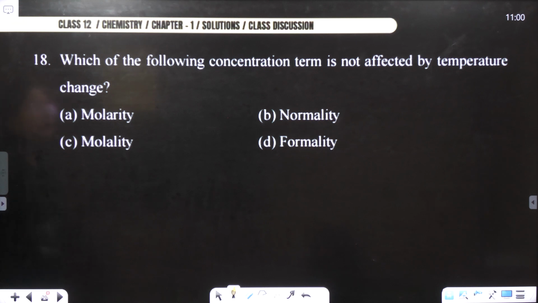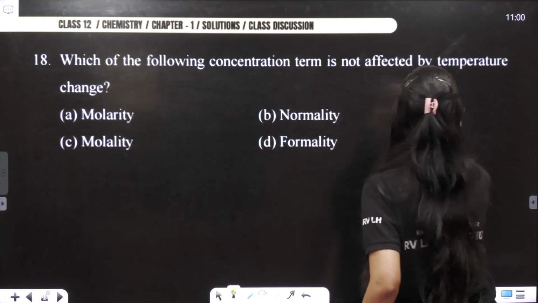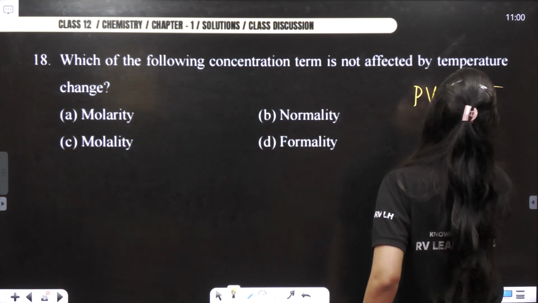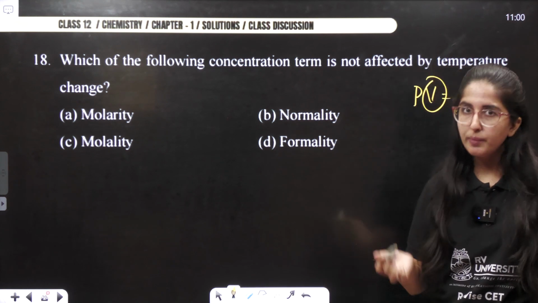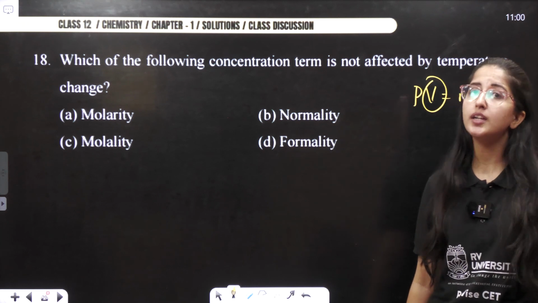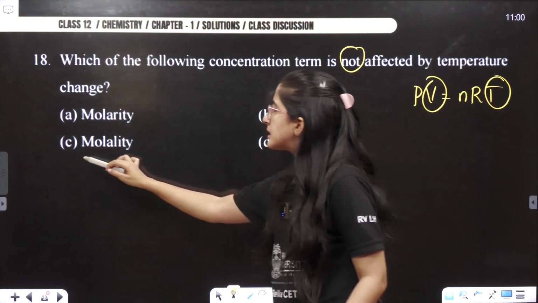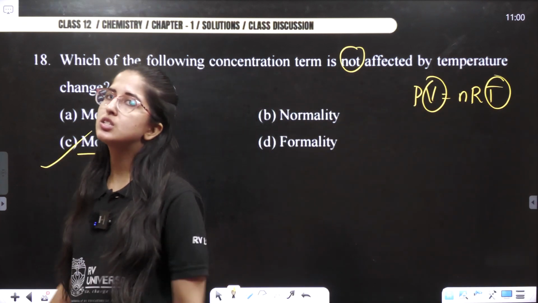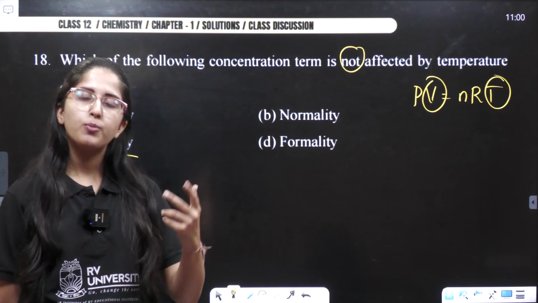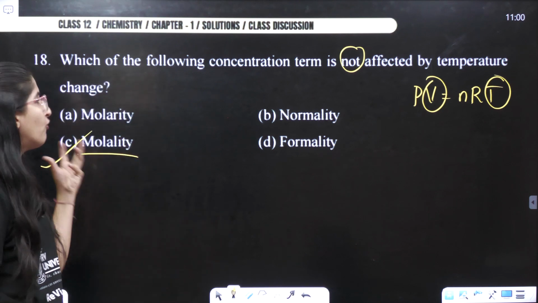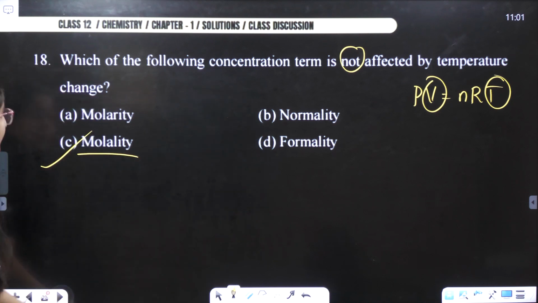Next question. Which one of the following concentration terms is not affected by temperature? You know that PV is equal to nRT, so here volume is directly proportional to temperature. Any concentration term which contains volume will be affected by temperature, and the one not containing volume will not be affected by temperature. Out of these, molality doesn't contain a volume term, as it is the number of moles of solute divided by the weight of the solvent. Both are weights, no volume term is there, so it is independent of temperature, while the other three contain volume.